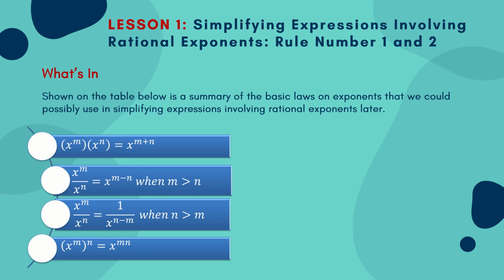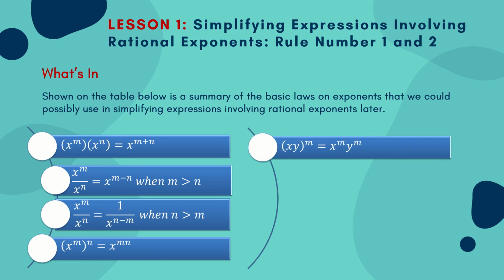The fourth law of exponent is the power of a product. The power of a product states that the exponent m is to be distributed to the product xy. So the result is base x exponent m times base y exponent m. So you just distribute the exponent m to x and y.